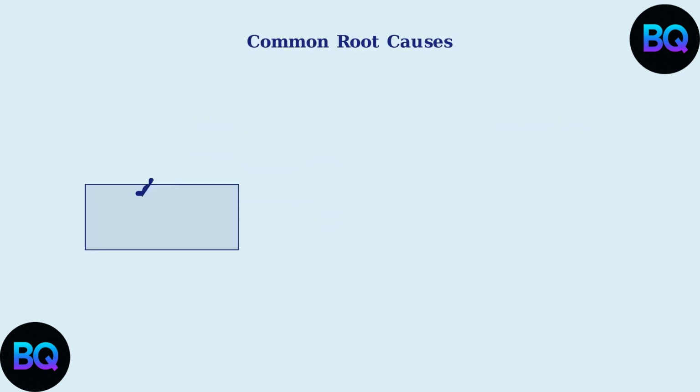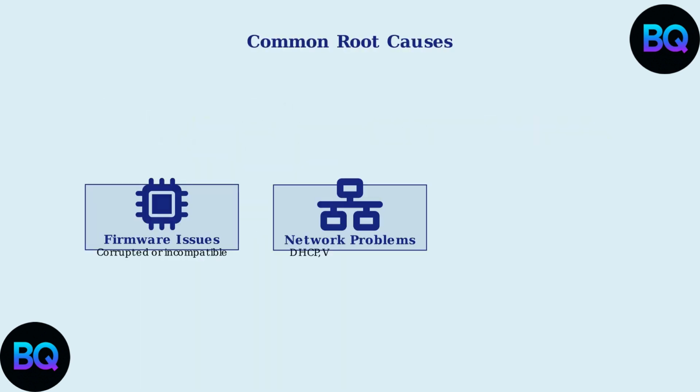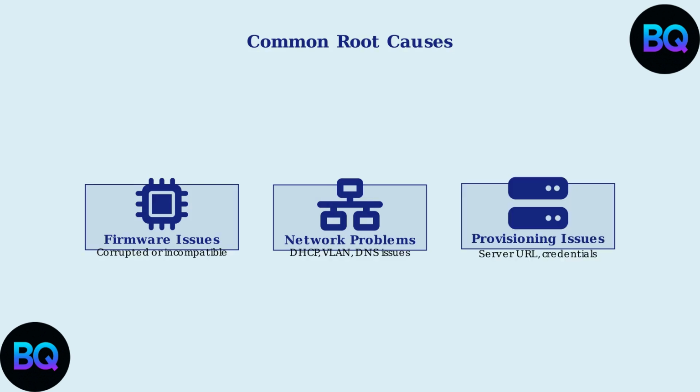There are three main categories of problems that cause initialization issues. First, firmware problems including corrupted files or incompatible versions. Second, network configuration issues like DHCP server problems, VLAN tagging errors, or DNS resolution failures. Third, provisioning conflicts with incorrect server settings or authentication credentials.